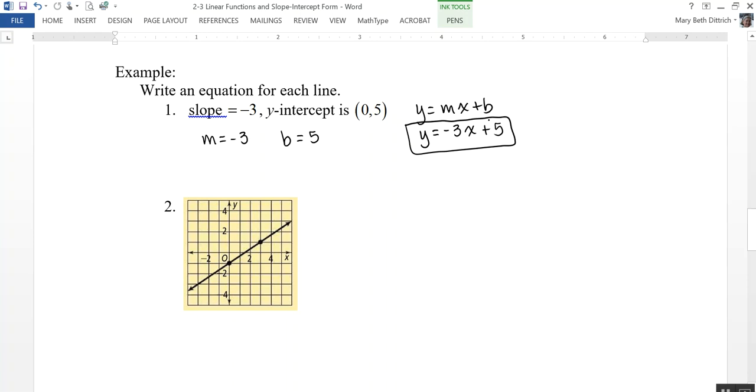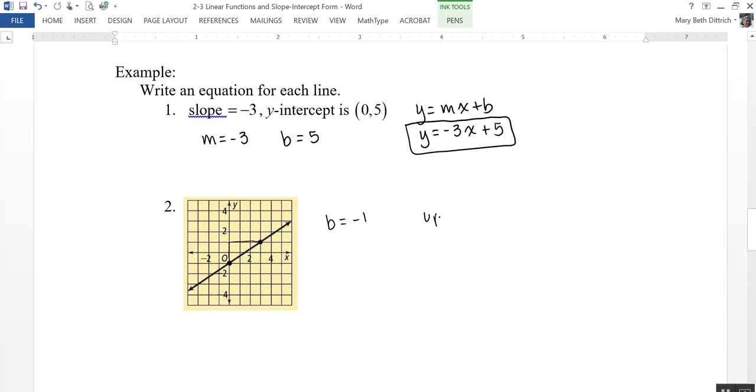Let's take a look at this graph for number 2. So it doesn't tell us what m and b are, but we can figure that out. This point right here is my y-intercept, and so that means that my b is equal to negative 1. And now to find my slope, I'm just going to count. So how much do I go up and down, and how much do I go left and right as I move from one point to the other? So here I'm going to go up 2 and right 3.